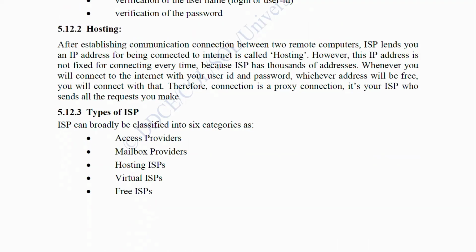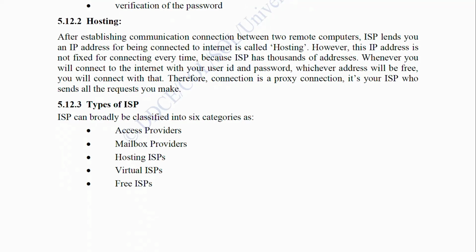5.12.2. Hosting. After establishing a communication connection between two remote computers, the ISP lends you an IP address for being connected to the internet, which is called hosting. However, this IP address is not fixed for connecting every time because the ISP has thousands of addresses. Whenever you connect to the internet with your user ID and password, whichever address is free, you will connect with that. Therefore, the connection is a proxy connection. It's your ISP who sends all the requests you make.